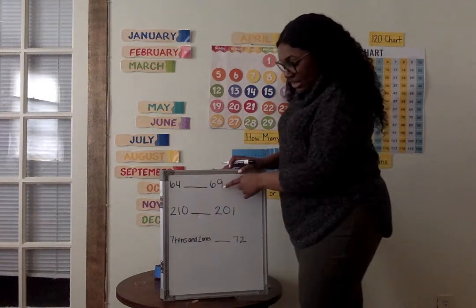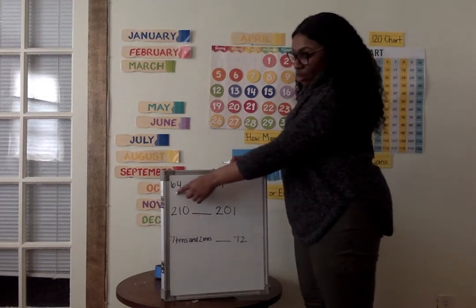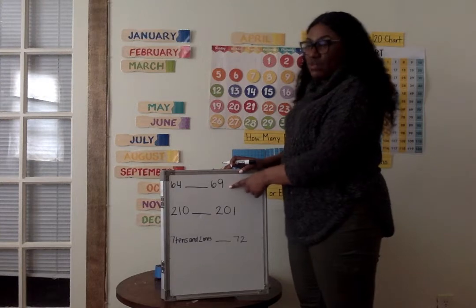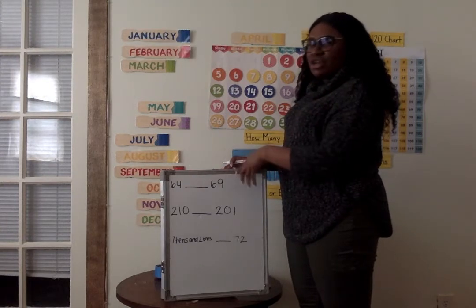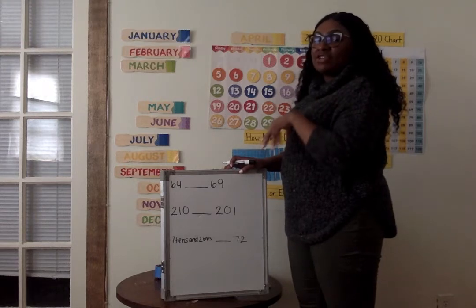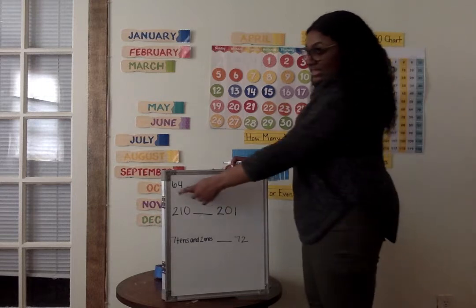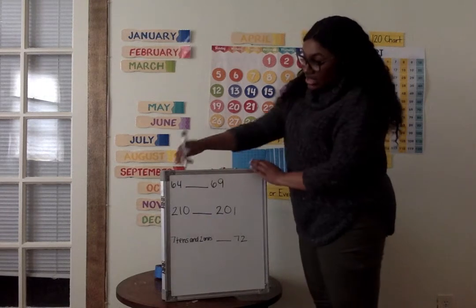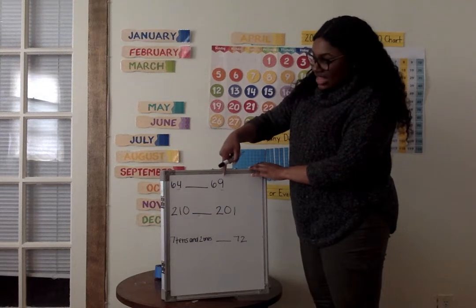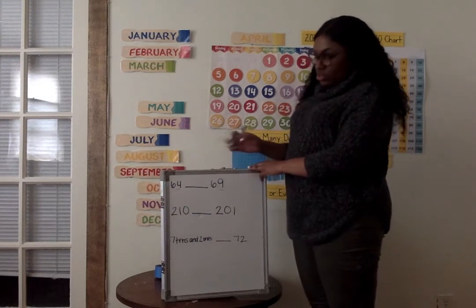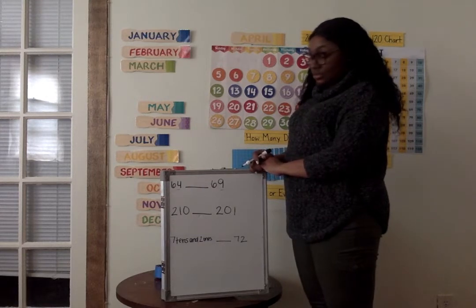There's a 4 here and a 9 here. This number has 4 ones and this number has 9 ones. Now that we know that, which number do you think the alligator is going to want to eat and why? So we know the tens is not going to help us, but the ones place is. This number has 4 ones and this number has 9 ones. Which number is the alligator going to want to eat?